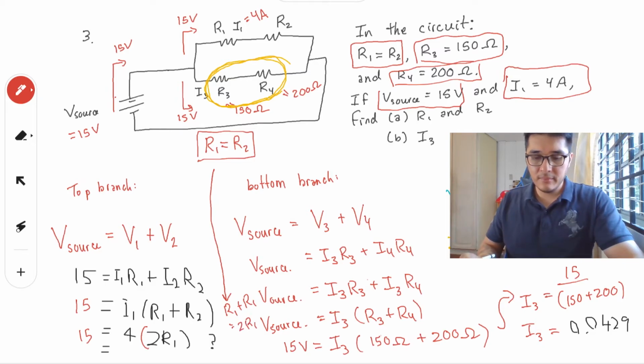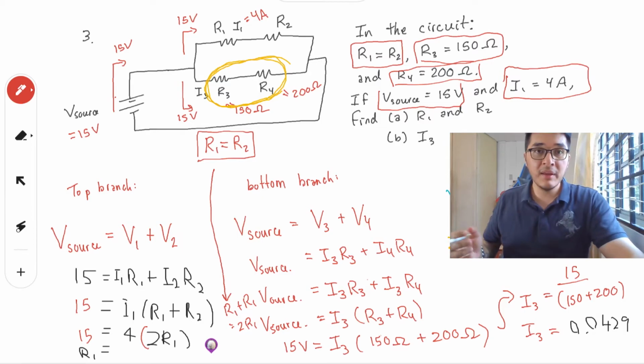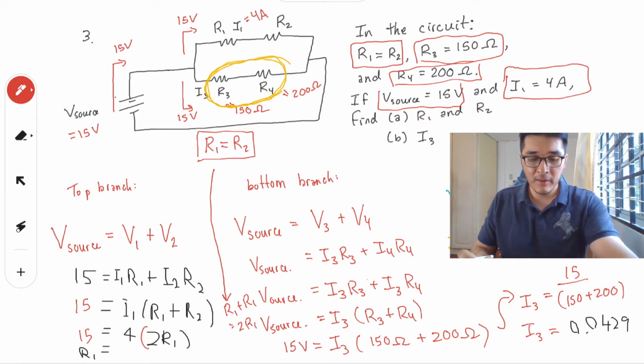Does that clear the question mark? Okay, good. Yeah, and then after that, you just need to isolate for R1. And it's really clever because once you find R1, that's the same value of R2.